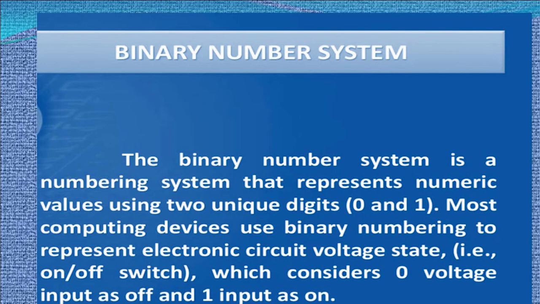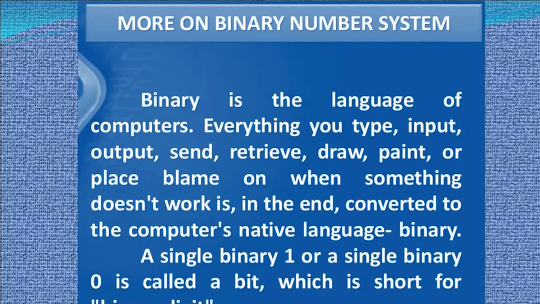The binary number system uses a numeric base value of 2, and it has two unique digits called 0 and 1. So it is the language of computers. Everything we type, inputs, outputs, all of them are in binary language. A single binary 1 or a single binary 0 is called a bit, which is short for binary digit.